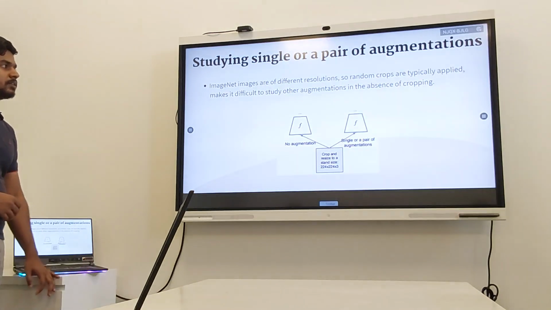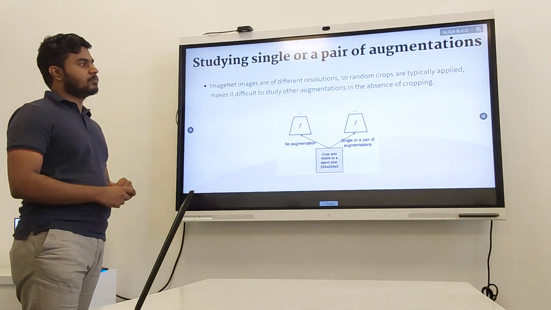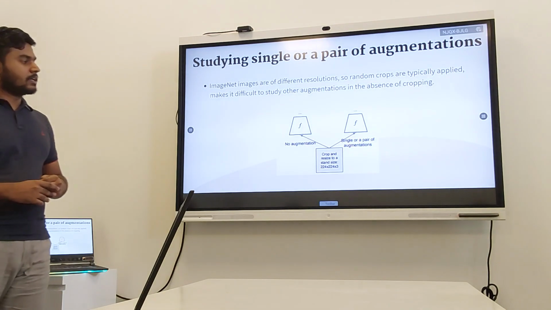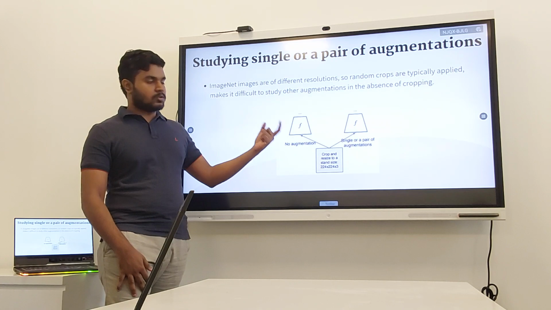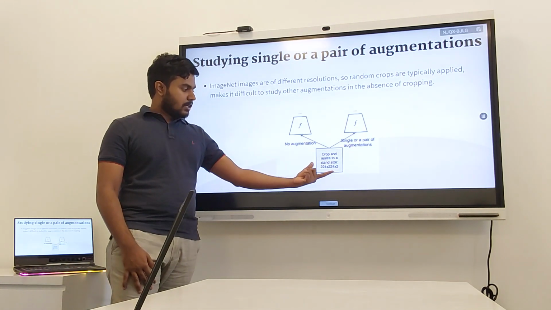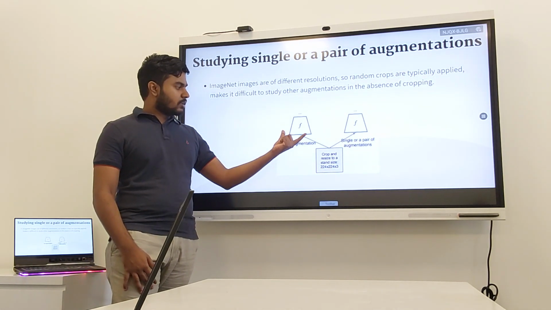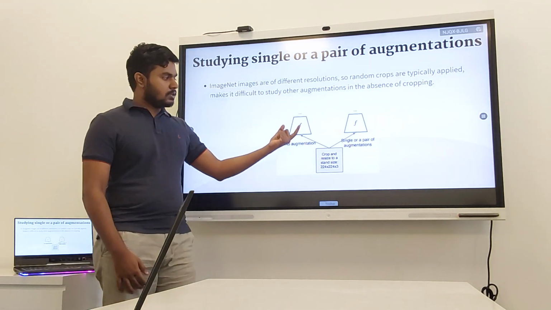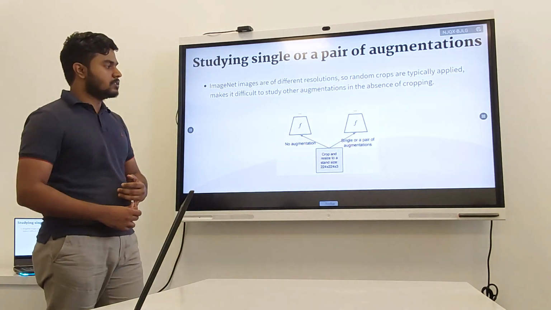As ImageNet images are of different resolutions, random crops are typically applied, so they cannot study the other augmentations in the absence of cropping. So cropping is always there. What they have done is always crop and resize to the image size. Then to one path they have taken the same image, and to the other path they have applied a single augmentation or a pair of augmentations for the ablation studies.